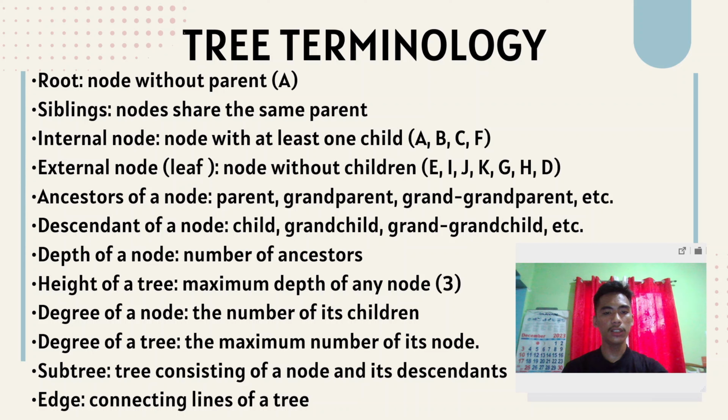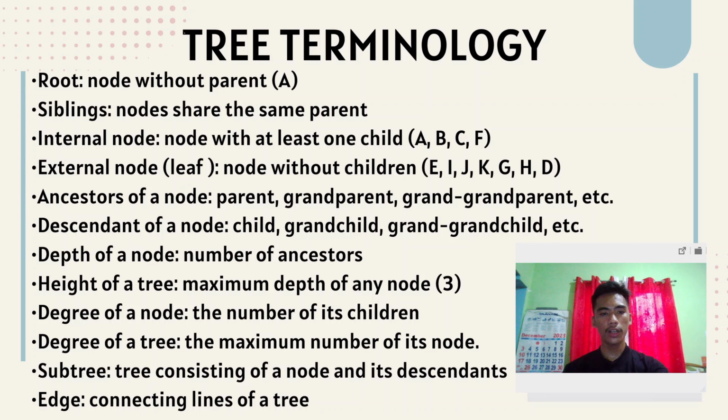So the next is degree of a node, the number of its children. The degree of a node is the number of children it has. For instance, node A has 3 children, which are B, C, and F. So its degree is 3. So the next one is degree of a tree, the maximum degree of its nodes. The degree of a tree is the maximum number of children among all its nodes. It's determined by finding the node with the highest degree.